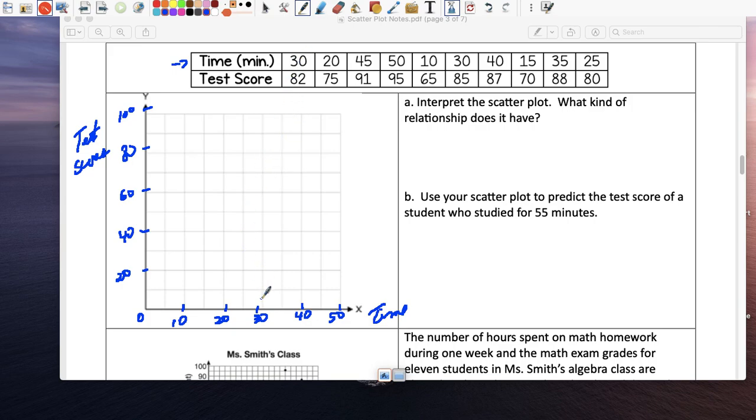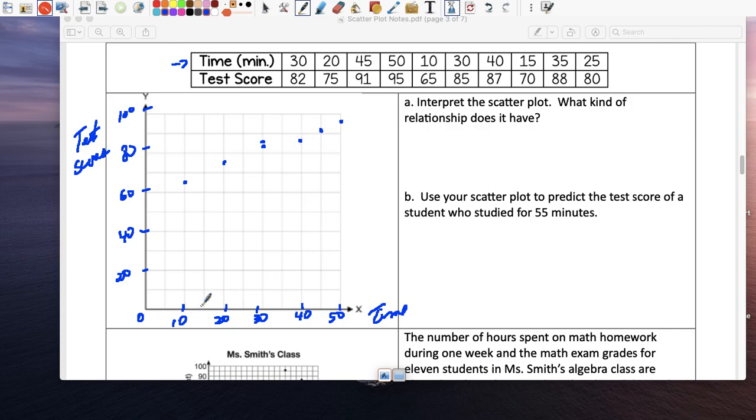So if you study 30 minutes, your test score is 82. So here's a dot. If you study for 20 minutes, your test score is 75, so about here. If you study for 45 minutes, your test score is going to be a 91. If you study for 50 minutes, your test score is 95. If you study for 10 minutes, your score would be a 65. If you study for 30 minutes, your test score will be 85, so right about here. If you study for 40 minutes, the test score was an 87, so just about here too.